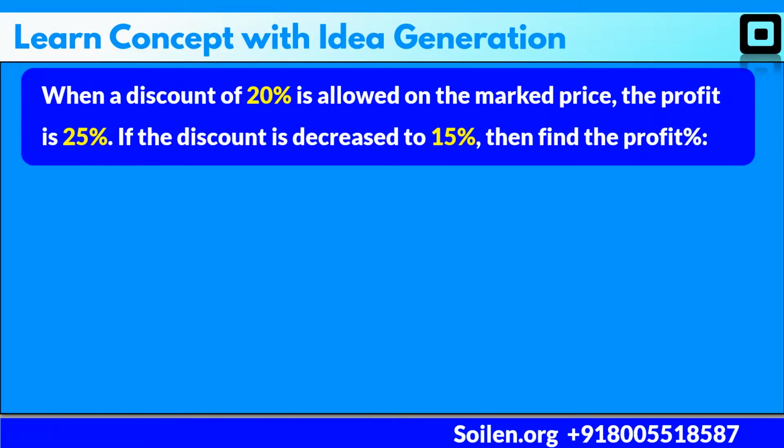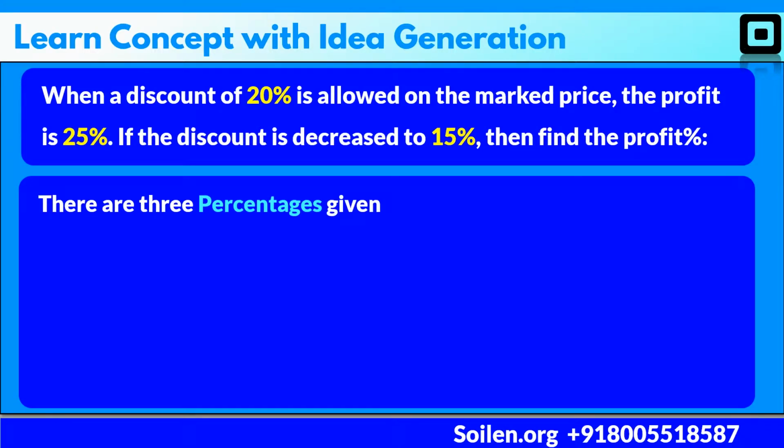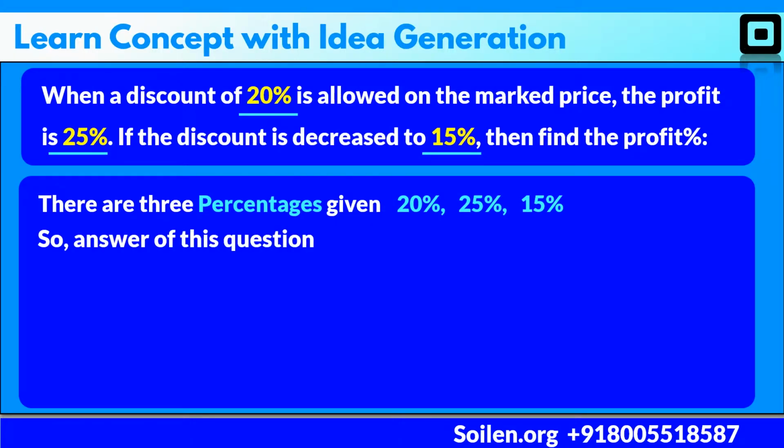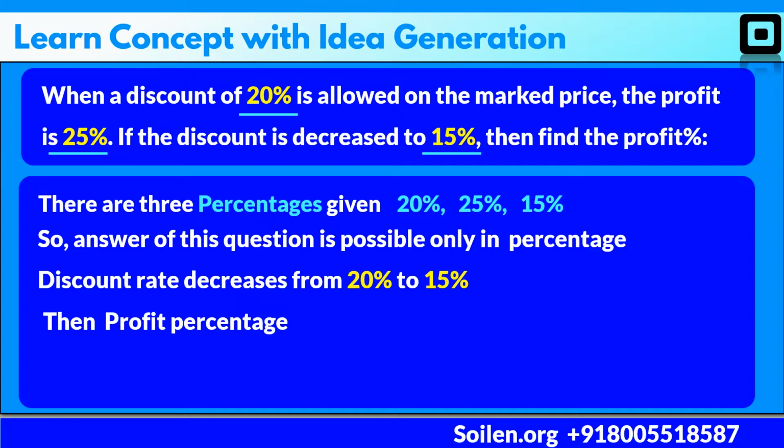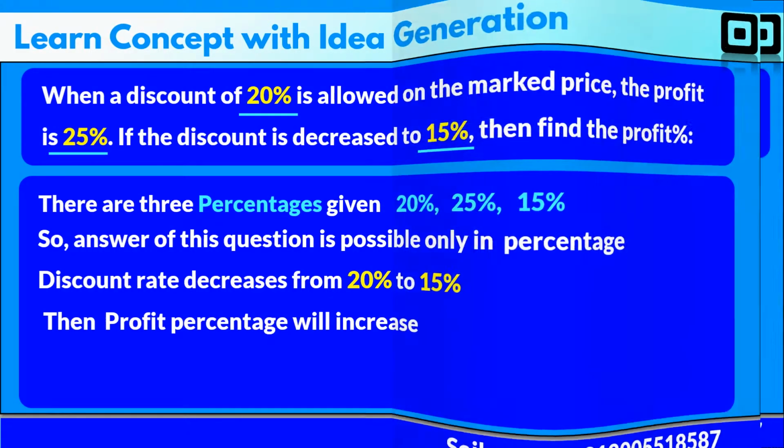Now let us understand the concepts of this question. 3 percentages are given here: 20%, 25%, and 15%. When in the question only percentages or ratios are given, then answer of the question can be only in percentage or ratio. Next, discount rate decreases from 20% to 15%. If discount decreases, then profit will increase, because shopkeeper will charge more for the same.